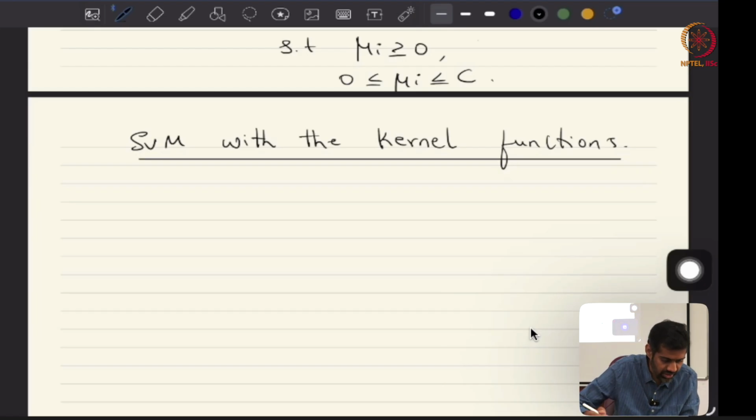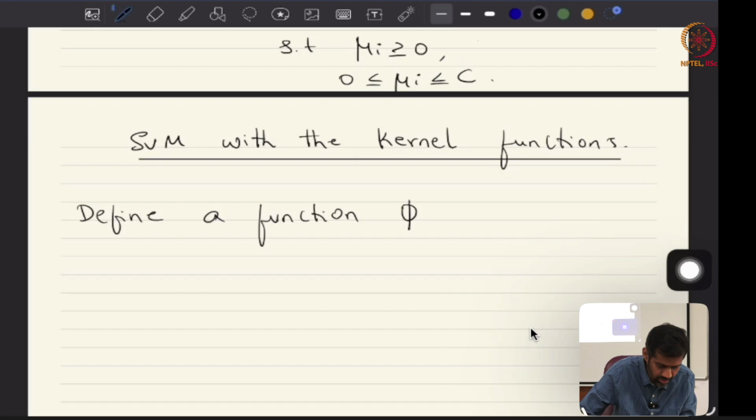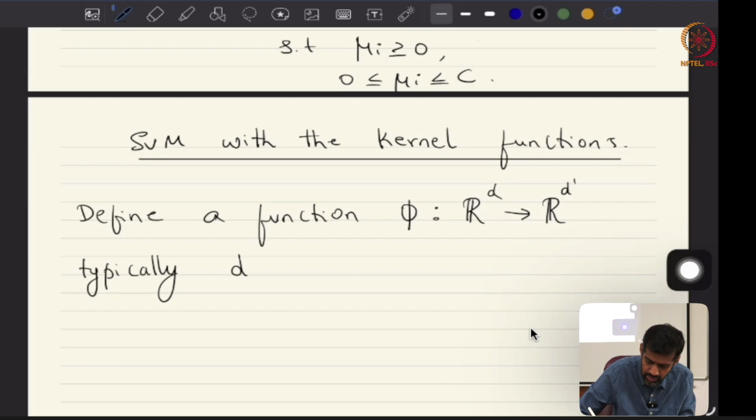Okay, so let us look at it. So define a function phi that is from Rd to Rd dash. So typically d dash is much greater than d.